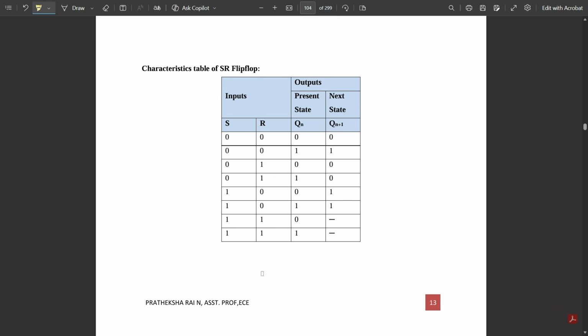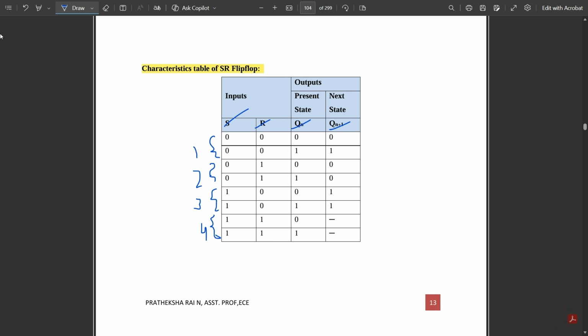Okay, you see here this is the characteristic table of an SR flip-flop. So there are totally two inputs S and R. The outputs are of present state and next state. Okay, so I've made a pair of four combinations: one is for 0 0, 0 1, 1 0, and 1 1. Totally there are 4, right? First for 0 0 we have two pairs, 0 1 we have two pairs, 1 0 we have two pairs, and for 1 1 we have two pairs.